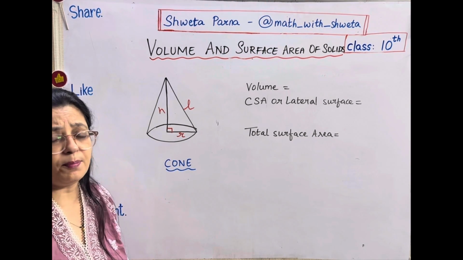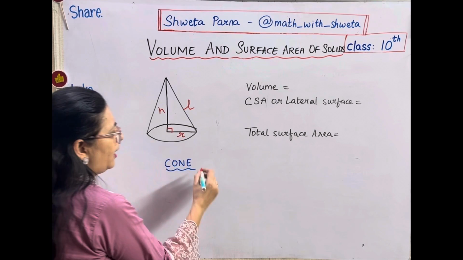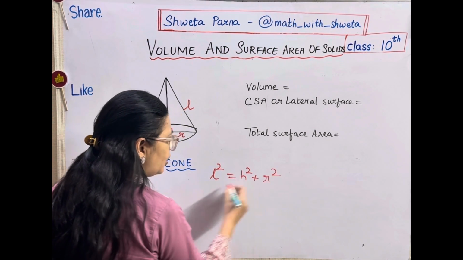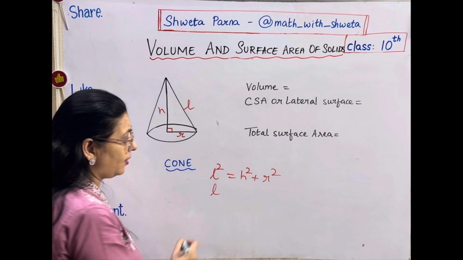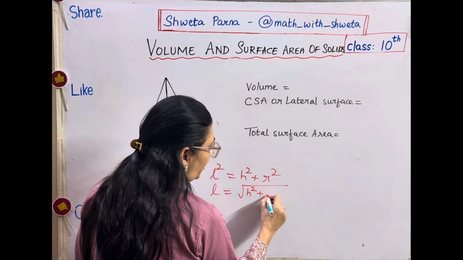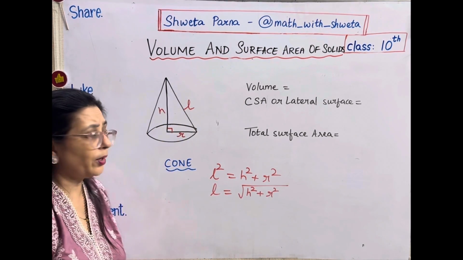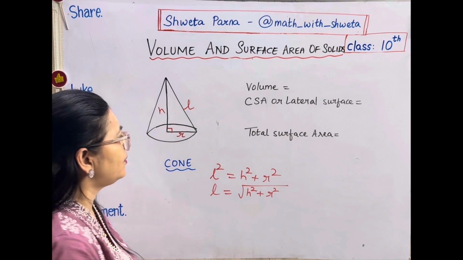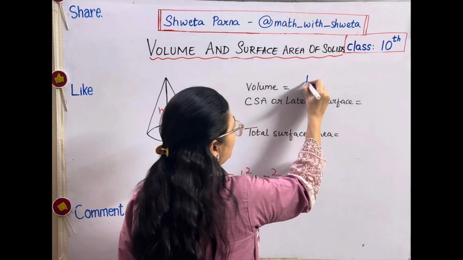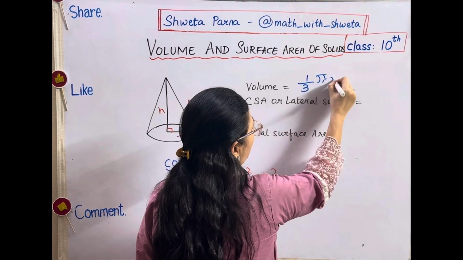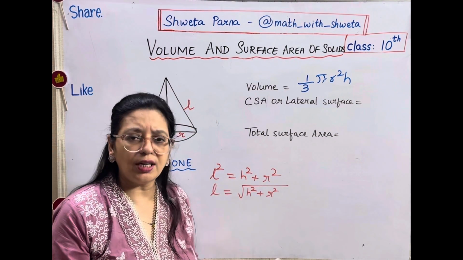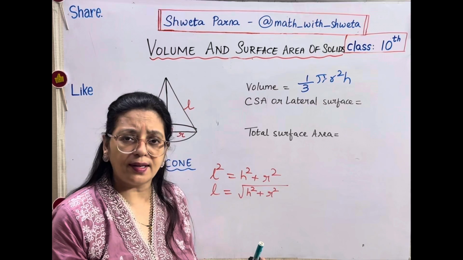Now, as you see in Pythagoras theorem, L square is equal to h square plus r square. So, if you want to find the slant height, L is equal to square root of h square plus r square. Okay. Now, let's come to the few formulas. How do you find the volume? The formula for volume of a cone is 1 by 3 pi r square h. The easier way to remember is, it is just 1/3 of the volume of a cylinder.